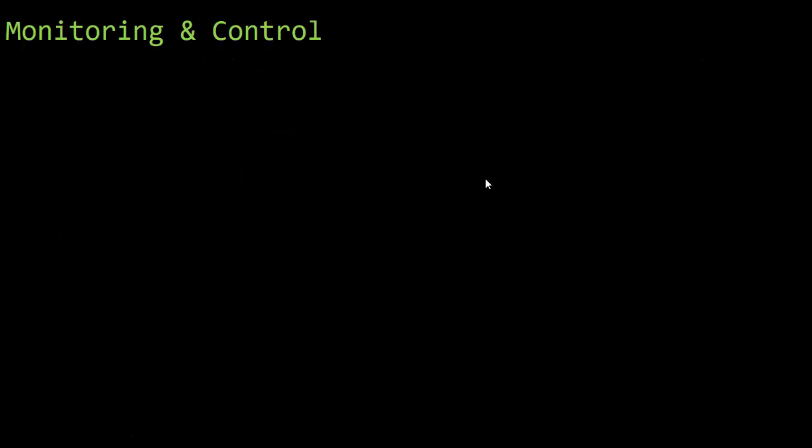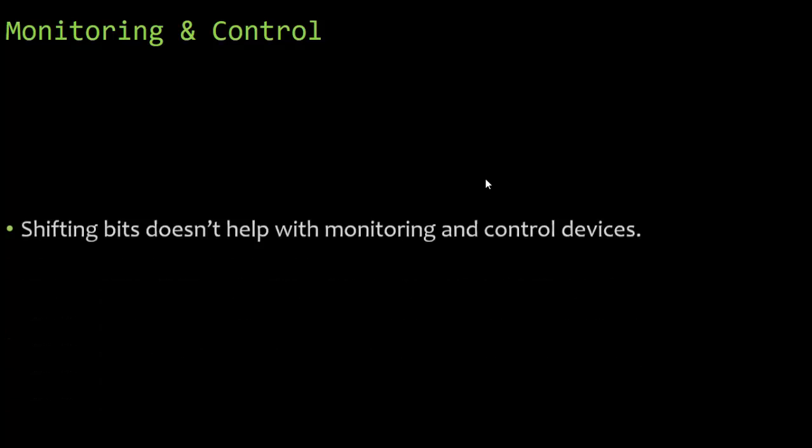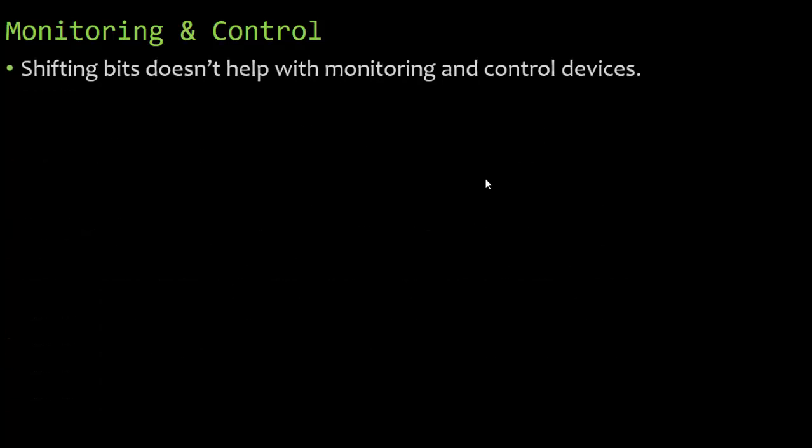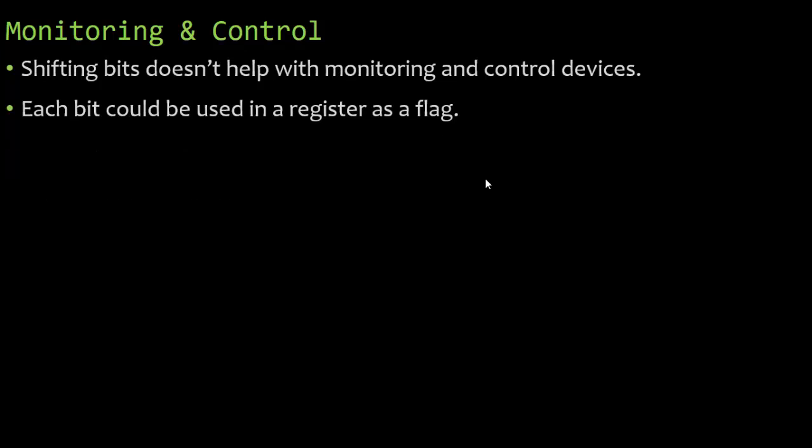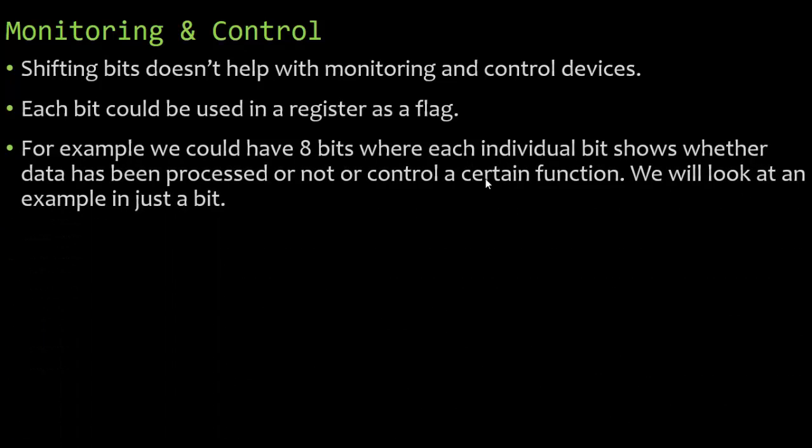Now, let's talk about the last part, which is monitoring and control devices. So shifting bits doesn't help with monitoring and control devices whatsoever. It doesn't make it a monitor device, doesn't make it a control device. Now, what it does do, though, is that each bit could be used in a register as a flag. Here's an example. We have 8 bits where each individual bit shows whether data has been processed or not, or it controls a certain function.